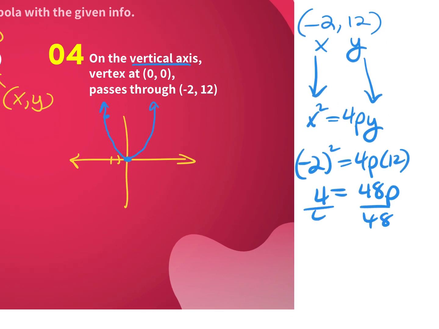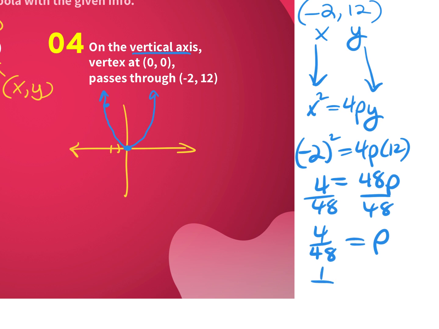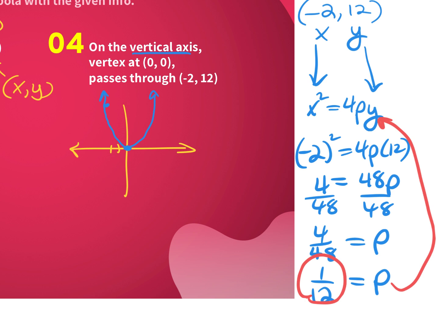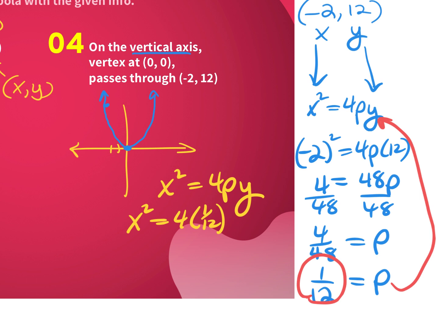Divide. 4 over 48 equals p. I need to reduce that, and my p-value is 1/12. Now I need to take this p-value and plug it back in to get my final answer. So x squared equals 4py. This time I'm just plugging in the p. So x squared equals 4 times 1/12 y, multiply that, and x squared equals 1/3 y.